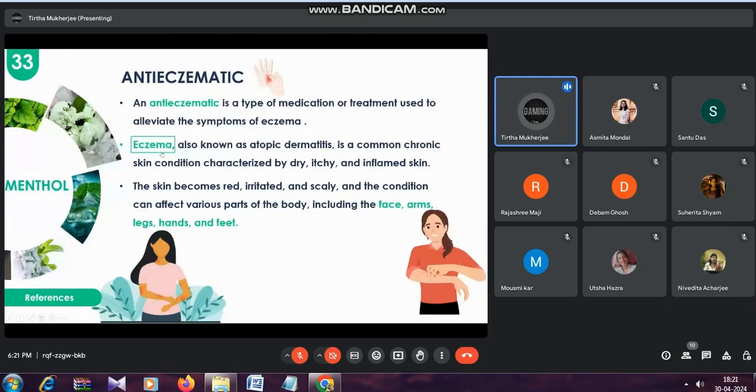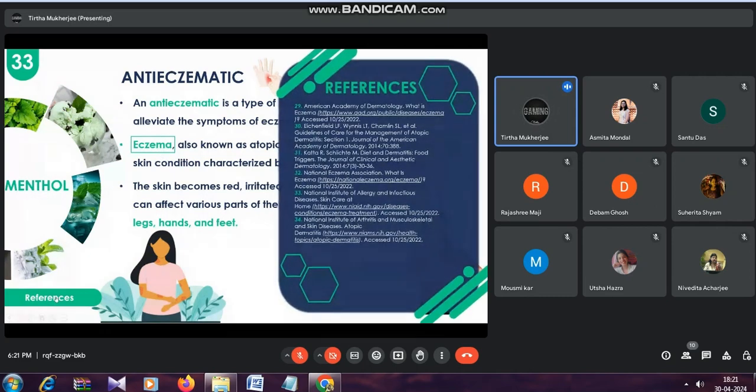So eczema is a common chronic skin disease characterized by dry, itchy, and inflamed skin. It causes redness, irritation, scaliness, and can affect various parts of the body, including face, arms, legs, hands, and feet. And I've referred to this for the slide.